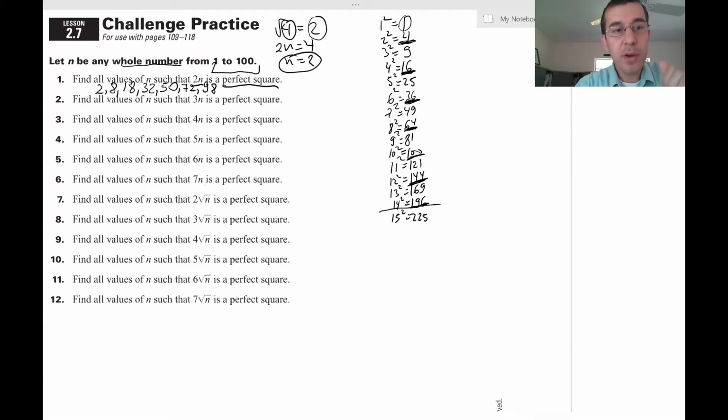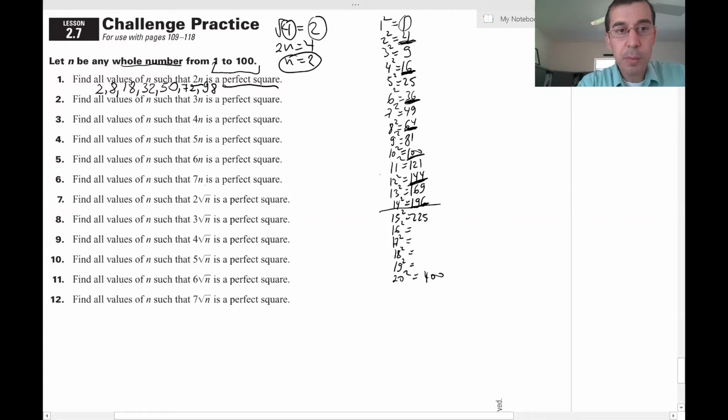Now, number 2, find all values of n such that 3n is a perfect square. So n is up to 100, 3n is up to 300. So we have to go up to 300 here. So 16 squared, 17 squared, 18 squared, 19 squared, 20 squared is 400. So we've already passed the 300. So okay, let's just do these.